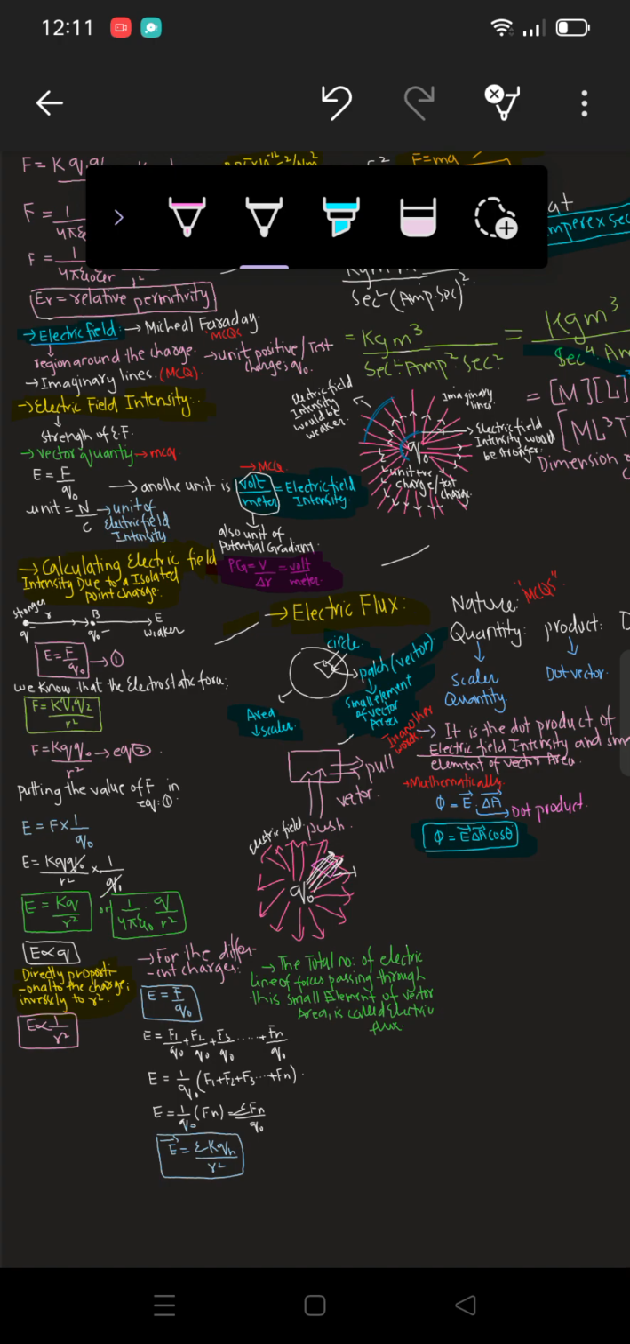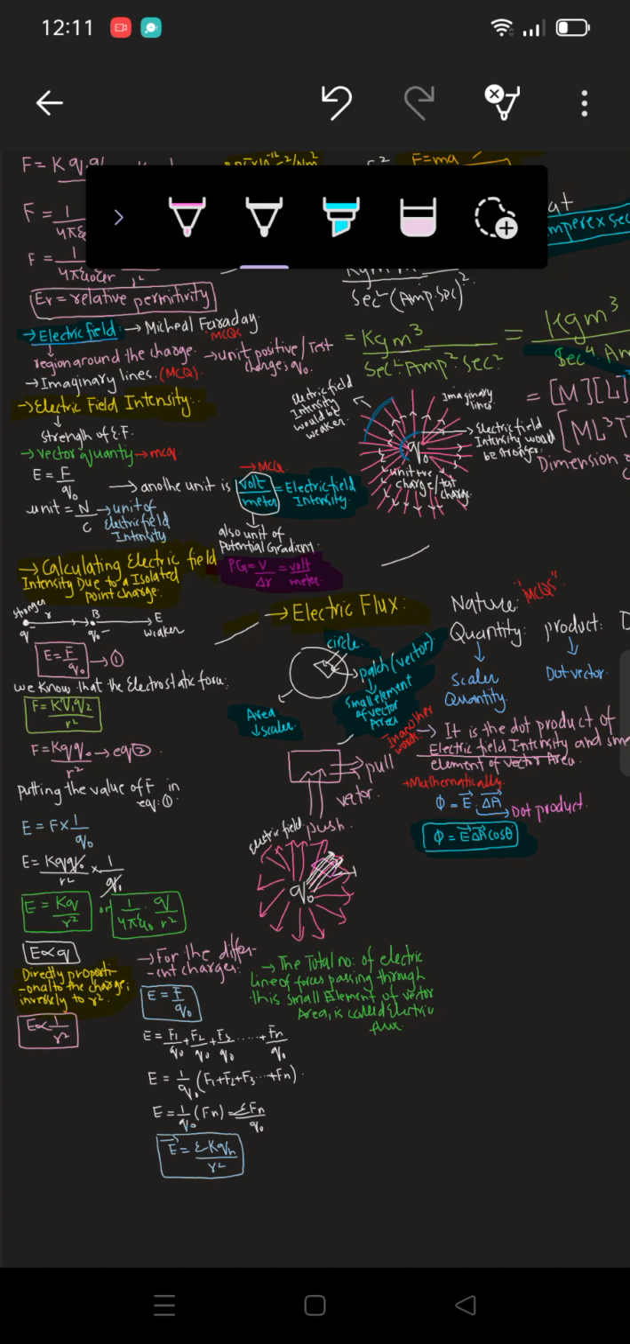And we know that when we have a dot between two vector quantities, the answer of the dot product will always be a scalar. So we have got that electric flux is a scalar quantity, since it was the dot product of two vector quantities, the electric field intensity and the small element of vector area.